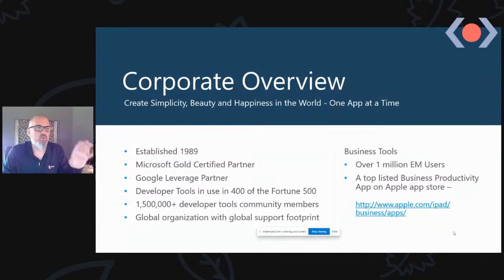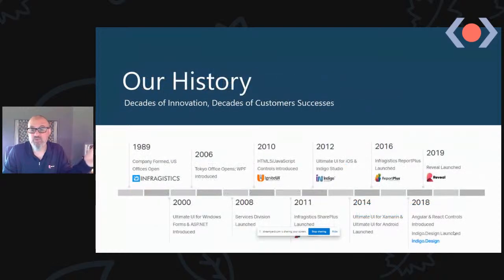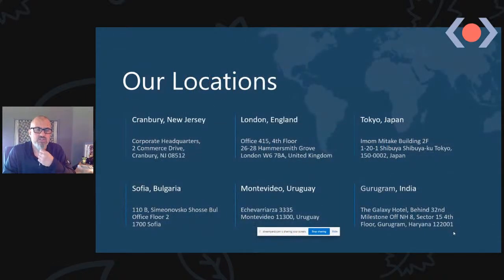I'm going to go through these really quick. We've been around for 30 years, which means we've built a lot of software. We've released a lot of software. This Angular product has been in the market now for going on 3 years. We have offices all over the world, so depending on where you're at globally, we have folks there that can help out.